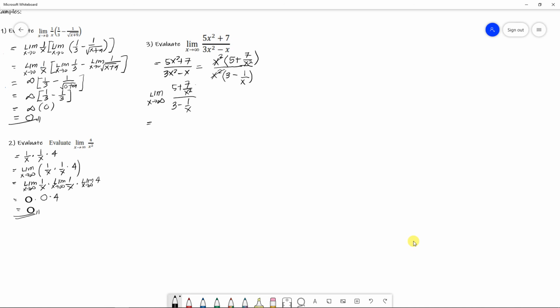Okay, continue tayo. So, we can separately, yung numerator and the denominator according sa theorem ng limits. So we have limits of 3 minus 1 over x, where x approaches infinity. Okay, so sa numerator, you can also separate both terms.